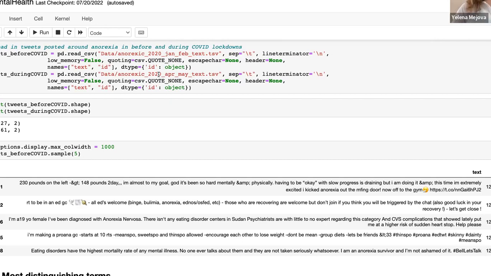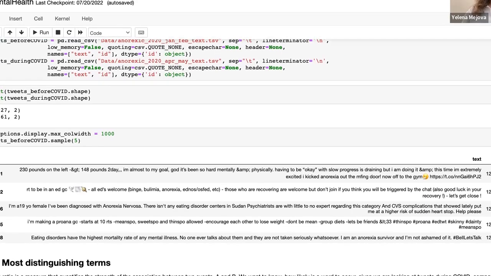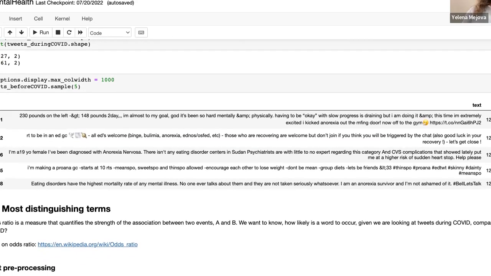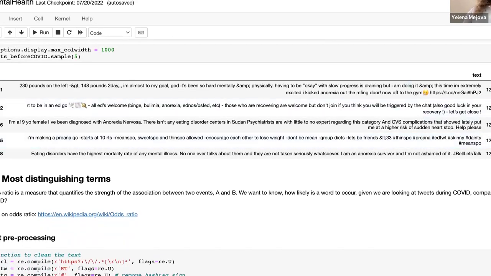COVID. I hope that March 2020 is forever etched into your brain as a very strange time in our lives. And it's a very strange time in social media, of course. So we say that we have these tweets, some before COVID, some during. Okay, so we have these two samples. And luckily I did not include the people's handles, but the tweets are here.